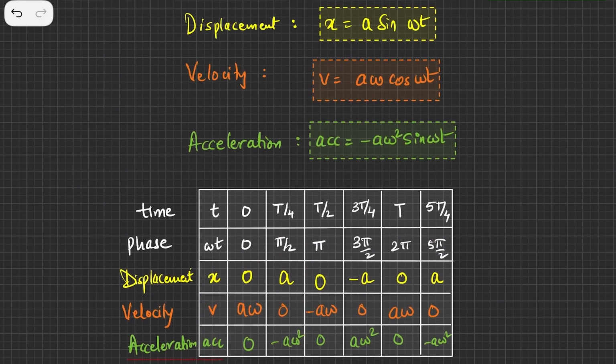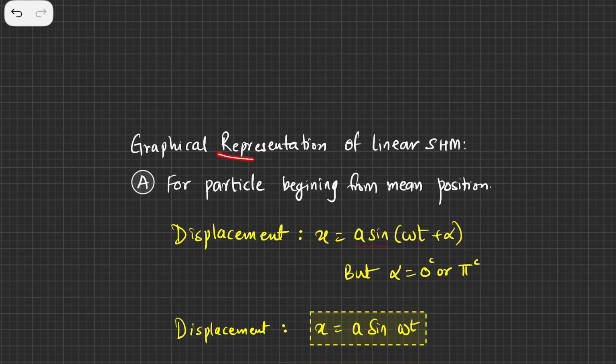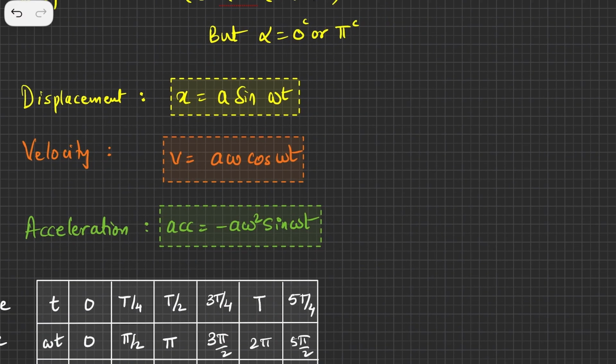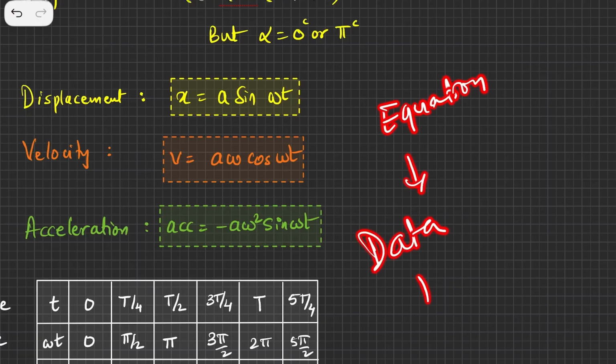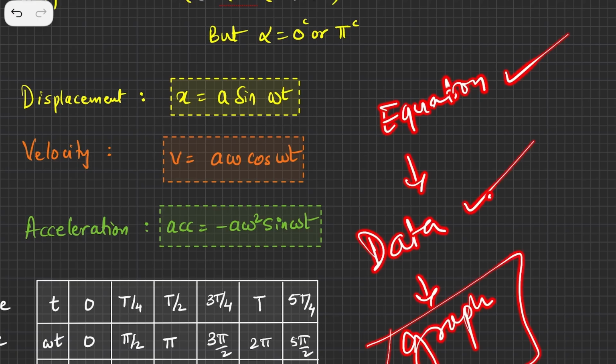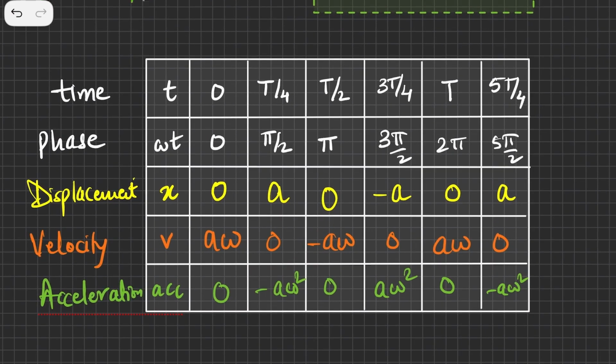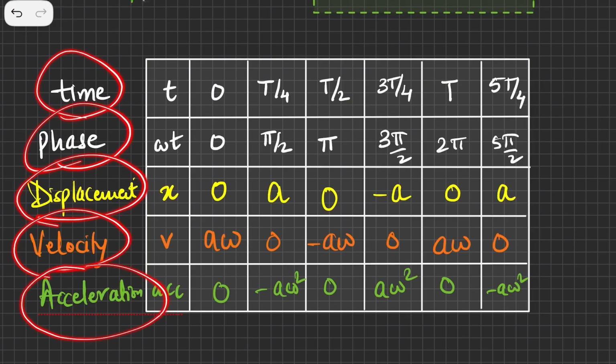Now today we are going to see how to represent this linear simple harmonic motion graphically. For any graph we need equations, with equations we can collect data, and with data we can plot a graph. So we have reached equation and data, and we are supposed to plot the graph today. This is my data: time, phase, displacement, velocity and acceleration.